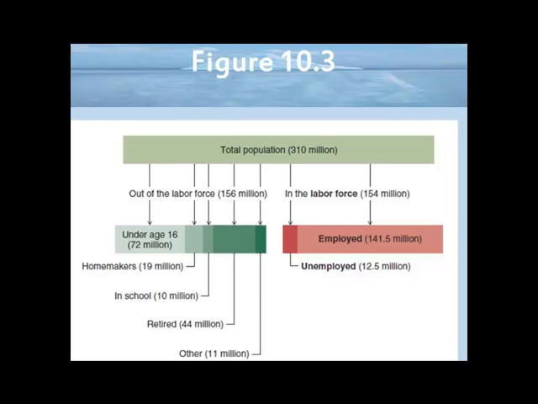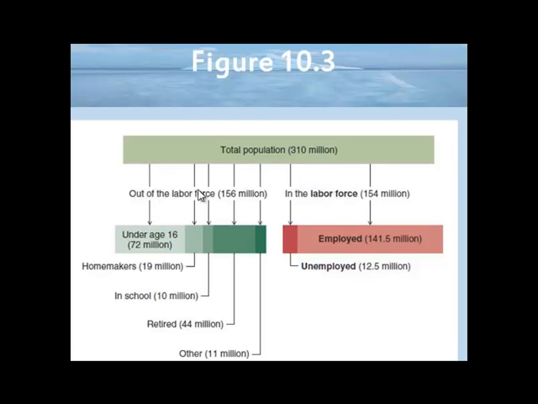One of the things economists have to do is define their terms. And so here we're talking about unemployment, and look at what we see here in the figure. We have a population in the country of around 310 million people. About half of those people are not in the labor force. The other half is in the labor force.